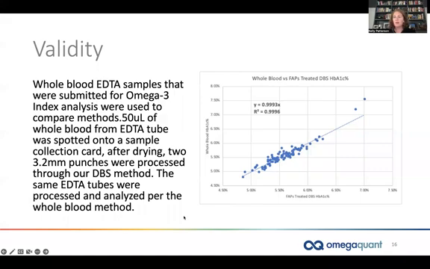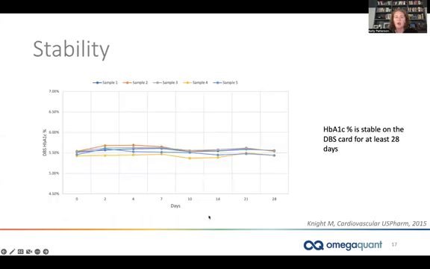So this is just a little bit of nerdy lab stuff. This is just showing that our tests, the OmegaQuant dried blood spot tests, are valid. This is compared against a validated sample, just showing that these processes are valid for our tests.